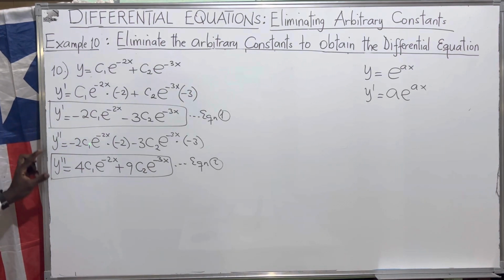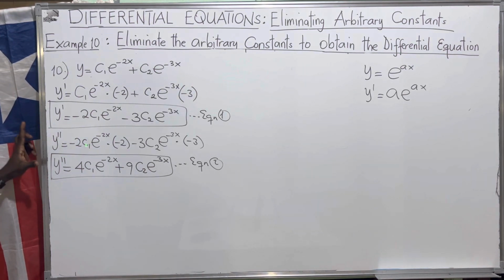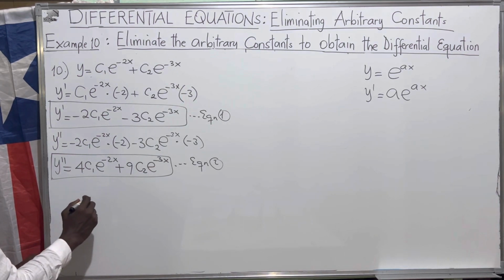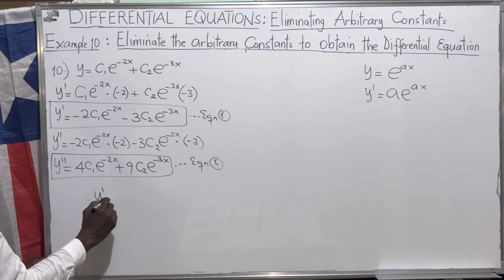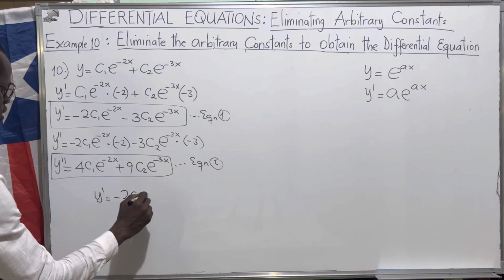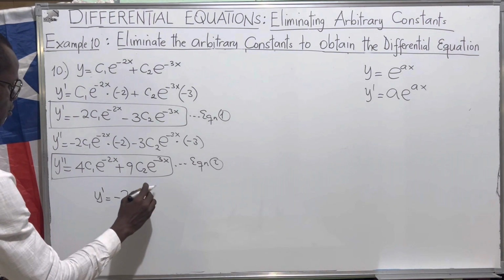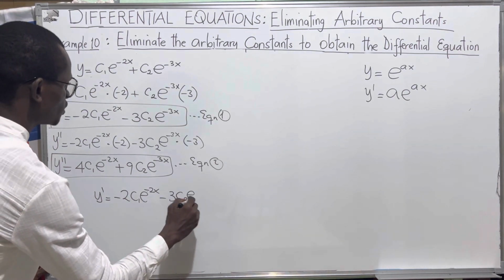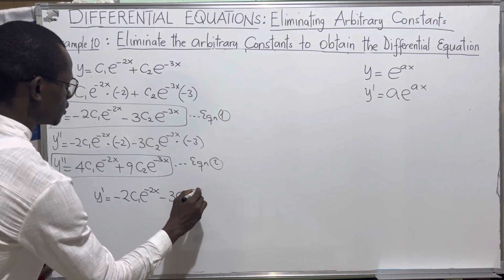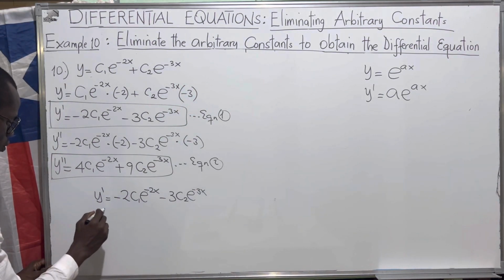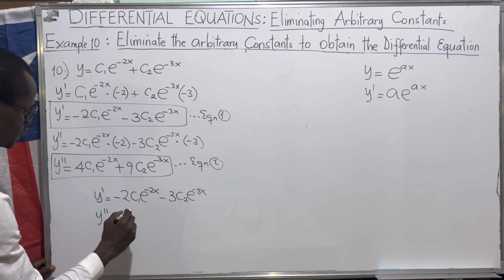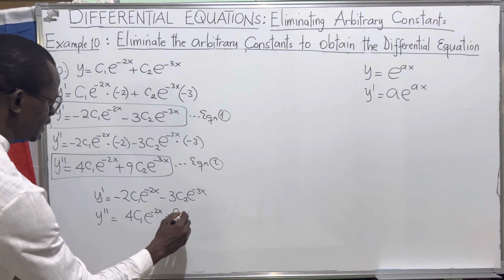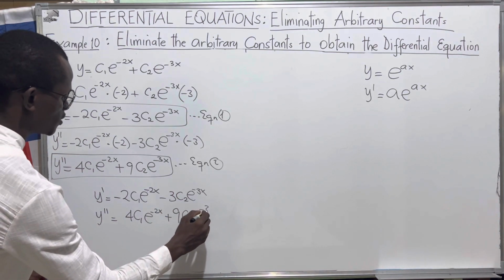So we have these two equations. We need to find the values of c1 and c2, so we can write the two equations. y prime equals minus 2c1 e raised to the power minus 2x minus 3c2 e raised to the power minus 3x. The second one, y prime prime, is equal to 4c1 e raised to the power minus 2x plus 9c2 e raised to the power minus 3x.